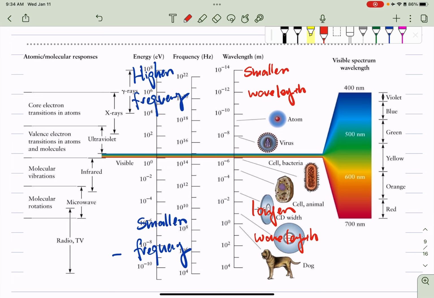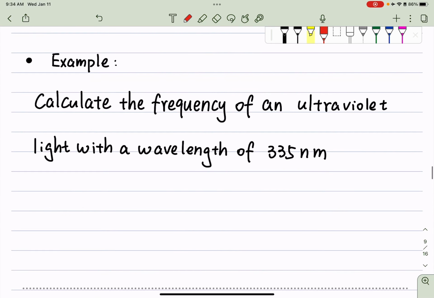So here's one of the example questions. We can work on it together. Can you calculate the frequency of an ultraviolet light with a wavelength of 335 nanometer? You'll see this probably as a part of your bigger problem, but you need to know how to interconvert them.